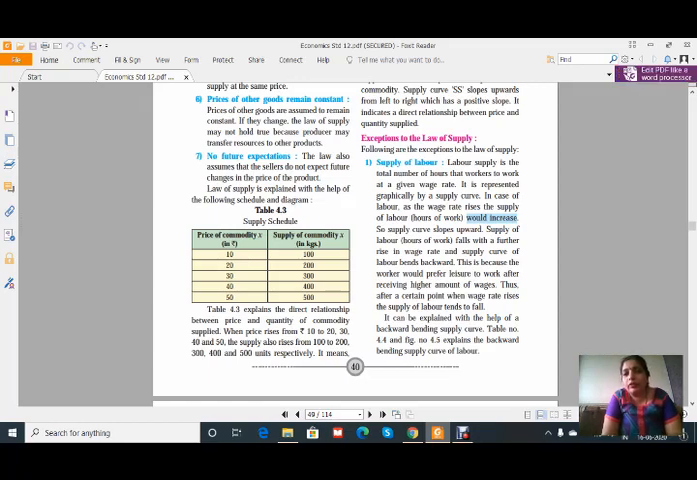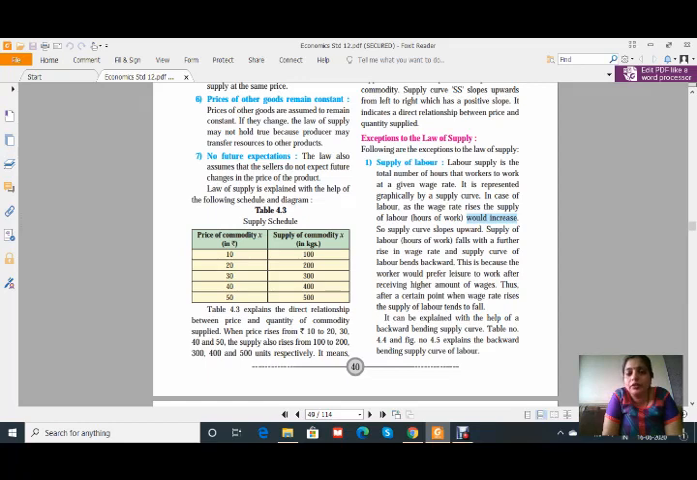But now what we have to see are the exceptions to the law of supply. Just like the exceptions to the law of demand, there are some exceptions where, whenever there is an increase in price, the supply will not increase. In that case, it would decrease. Therefore, it is known as the exceptions to the law of supply.